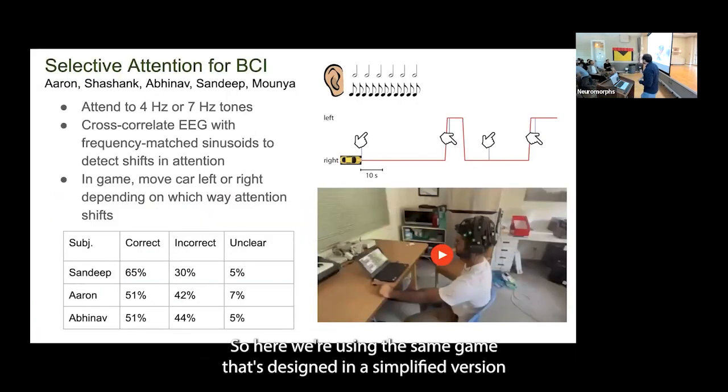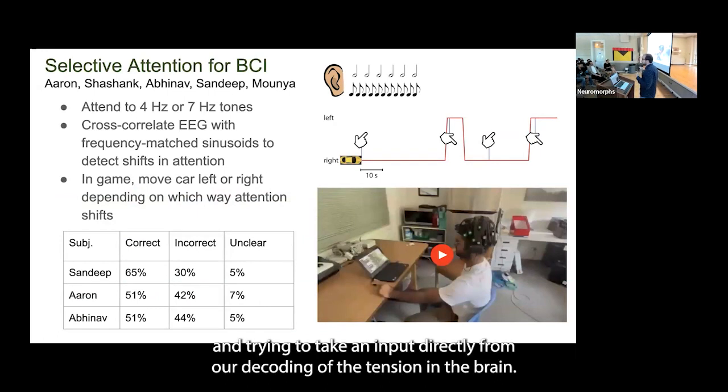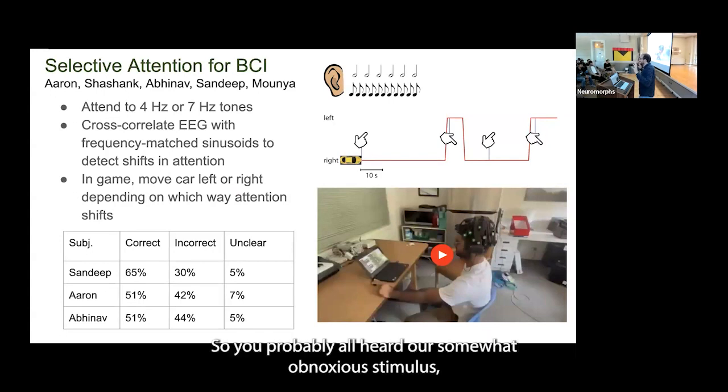Thank you. So here we're using the same game that Shashank designed in a simplified version and trying to take an input directly from our decoding of attention in the brain. You've probably all heard our somewhat obnoxious stimulus with just 2 superimposed sets of tones that are repeating at 4 hertz and 7 hertz.